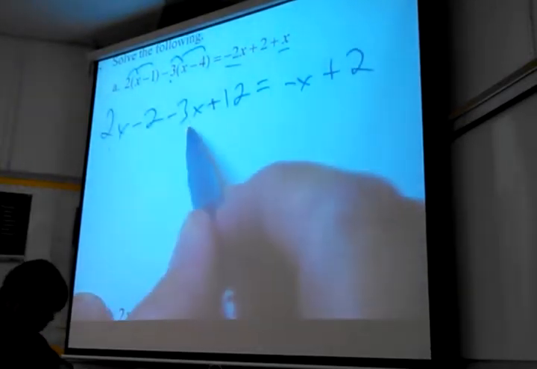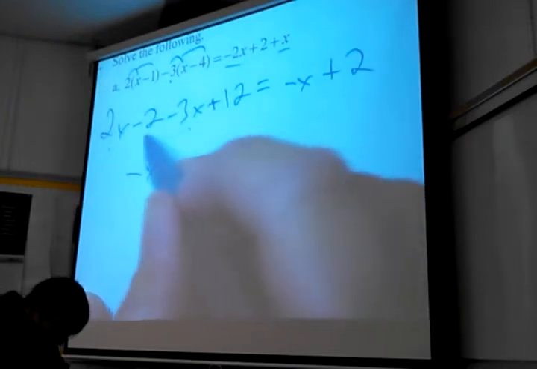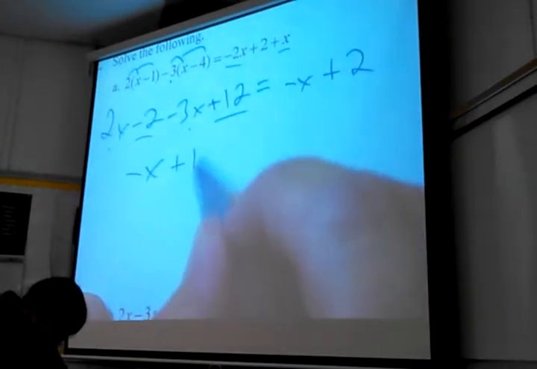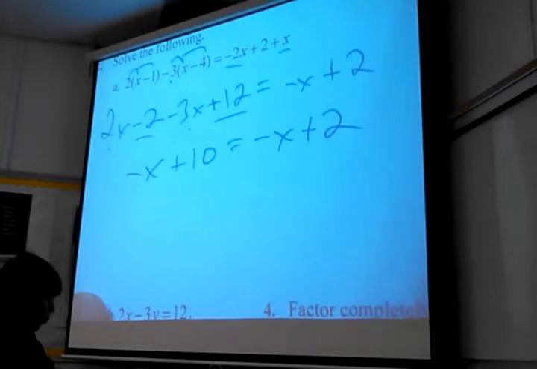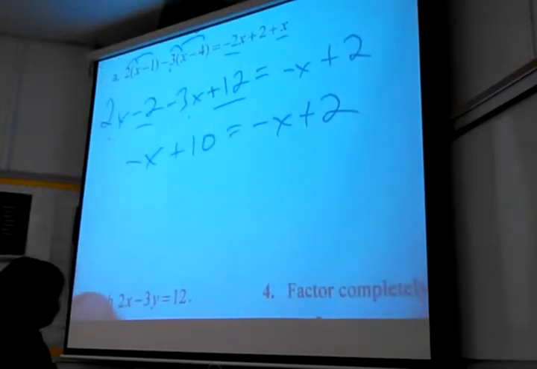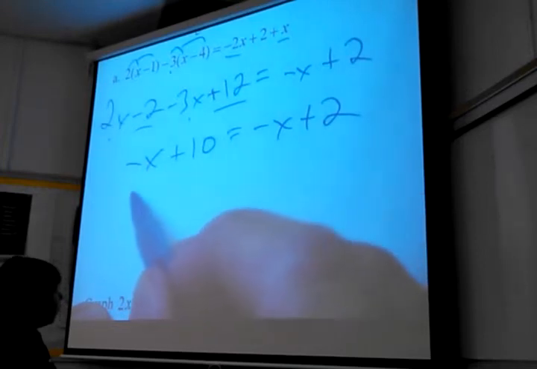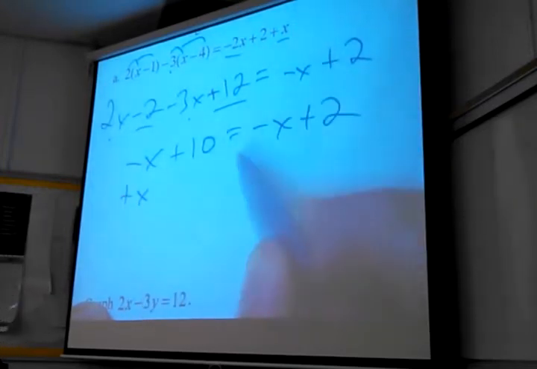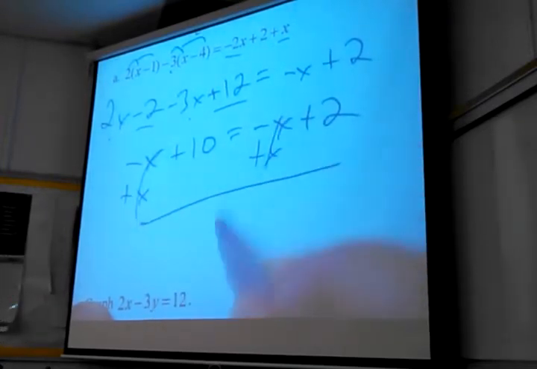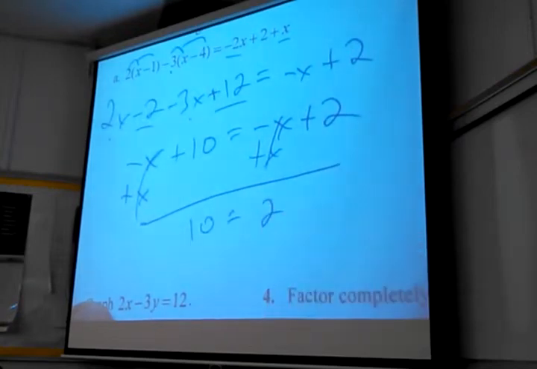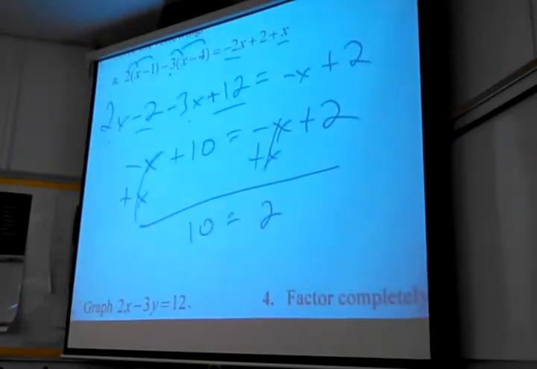2x minus 3x is negative x. Negative x minus 2 plus 12, plus 10. Now here's where you might freak out a little bit. You gotta move the x's, so you try to get them together. So you add x to make it cancel, and they go away. Don't force it to stay. It doesn't want to be there. Let your x's go away if they want to, because you end up with 10 equals 2.